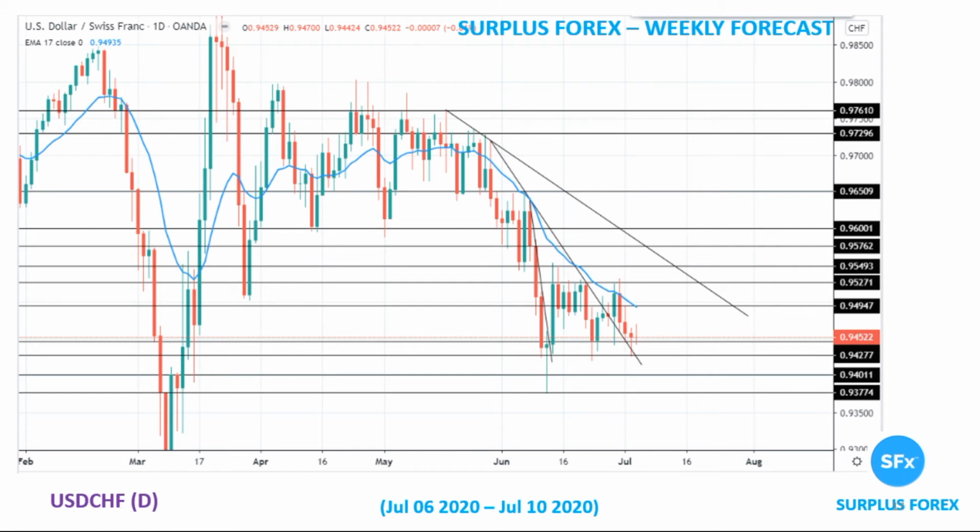As of now, it's currently sitting under the EMA 17, though it's above the minor trend line, going towards the upper trend line. That's what I expect. Even if it drops, it could drop to 94 and then start its movement from there towards the north. So on a 4-hour chart, as of now, it's sitting at 94.52.